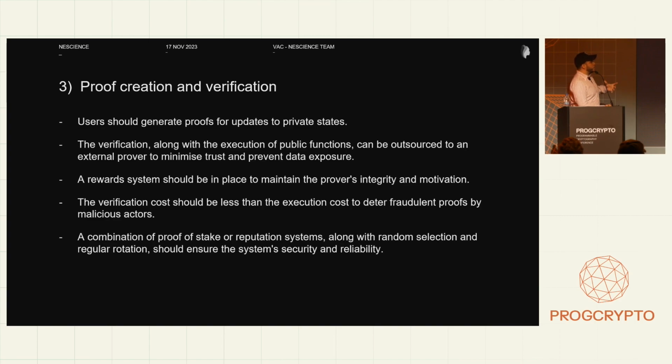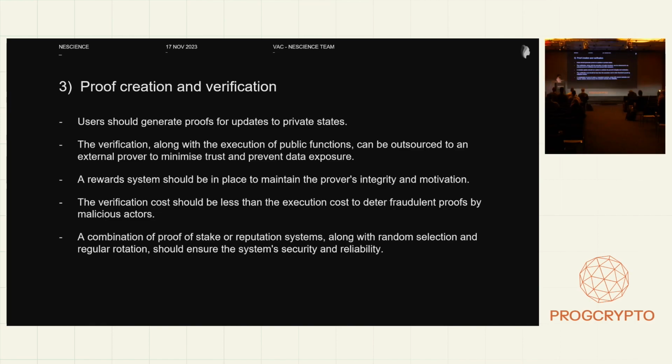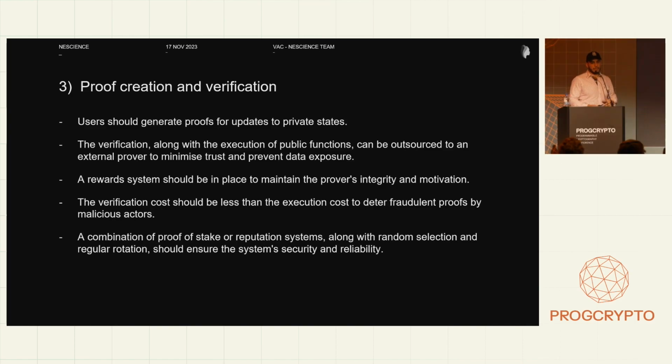I think that we should implement a reward system, and this is to motivate provers to verify. The verification cost should be less than the execution cost. And then we would like to combine proof of stake and reputation systems and do some regular rotations. This is because we need to ensure that the system is secure and reliable.